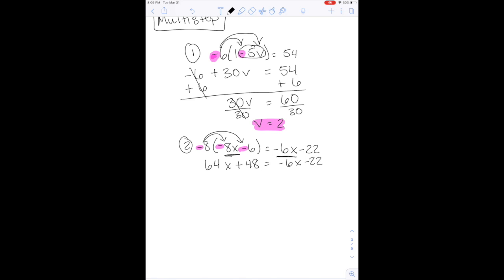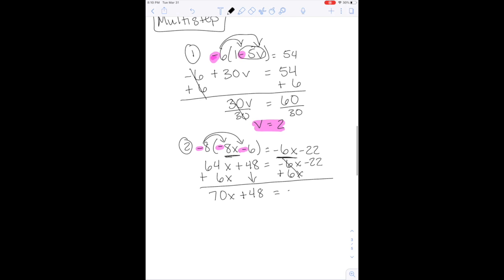Okay, from here, there are multiple ways you could start. You can start in 4 different ways. I'm going to start by adding 6x to both sides. I like to get my variables together. So since it was a negative 6x, in order to cancel it out, I have to add it, and I have to add it to its friend, which is 64x, which will give me 70x plus 48. I didn't do anything with that 48, equals negative 22. Make sure you are aware that that's a negative 22 and you bring that negative sign down or you will not get the correct answer.